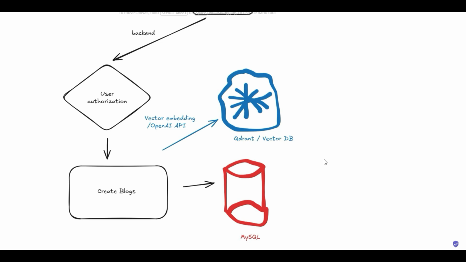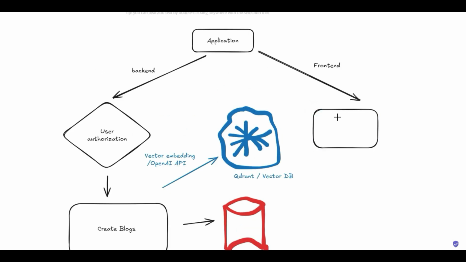Now let's take a look at the front end architecture. On the front end, we are going to have two major features. One is a blog listing page. We will fetch blog posts directly from MySQL. This is normal database fetching, nothing special here. Now comes the exciting part.